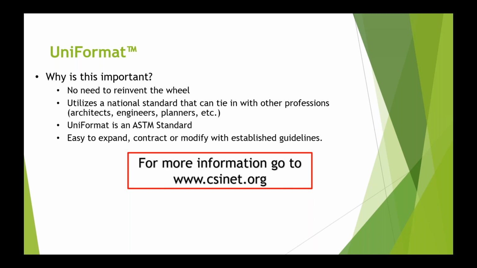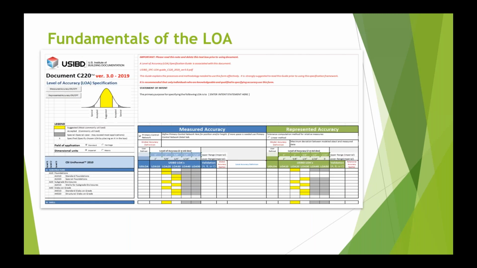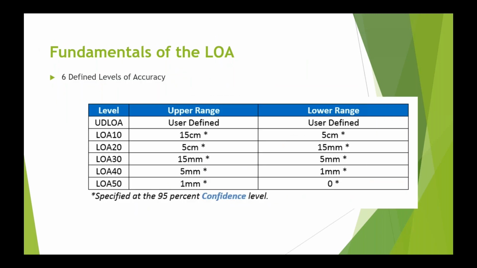So we talked about that. So now let's get into fundamentals of the LOA. At the end of the day, the main form for the LOA is document C220, and that's pretty much the spreadsheet. What we've done is exactly what we talked about before. We've got a measured accuracy and a represented accuracy. We've got UniFormat. And we've got different fields you can fill in. The nice part about the LOA, you could make it as complex or as simple as you want. And what we did, in the next slide you'll see, we had six defined levels of accuracy.